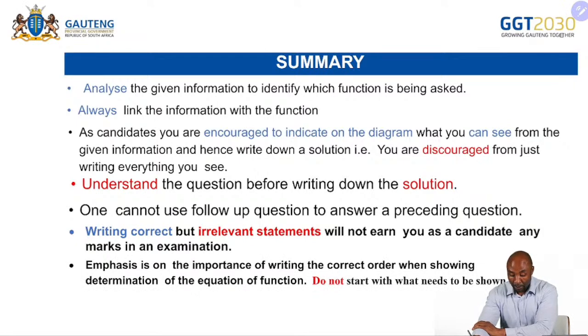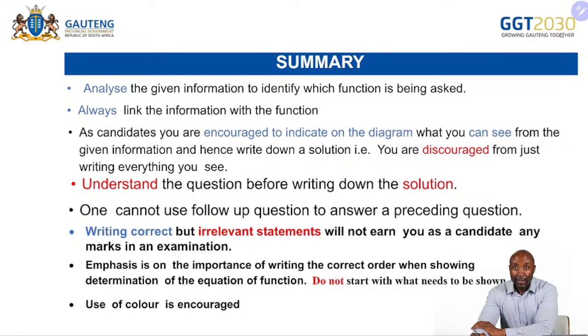Emphasis is always on the importance of the correct order when showing the determination, for example, of an equation of a function. You cannot start from the end and just say a is equal to 3 before showing how you arrived at that 3. Those steps are important. We should not start with what has to be shown. I indicated this one when we were doing the question where we're supposed to show the equation of g of x as an example. We are supposed to show how we get the gradient, how we get the y-intercept before we can just say the equation is like that.